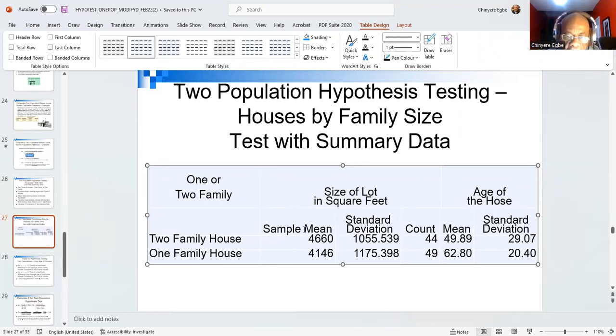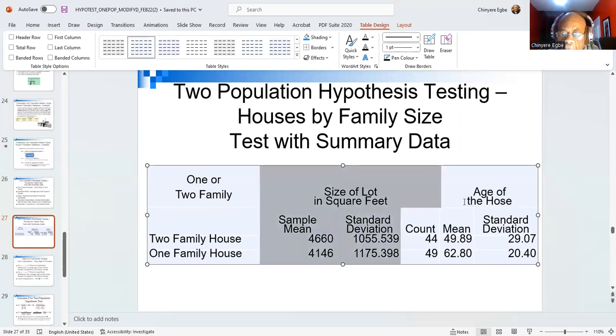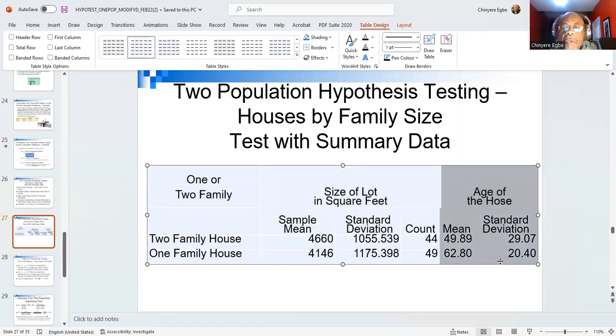For each of the two types of houses, you get a sample standard deviation. This is the size of the houses in square feet. This is the average age of houses. So we are looking at two different kinds of averages here: the average size of the house and the average age of the houses.